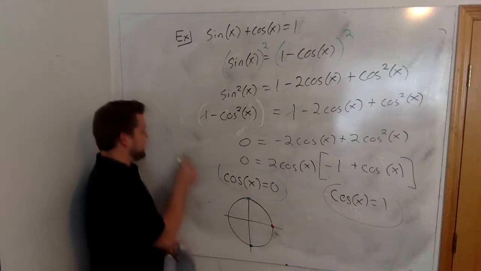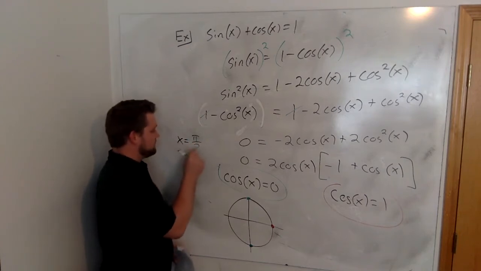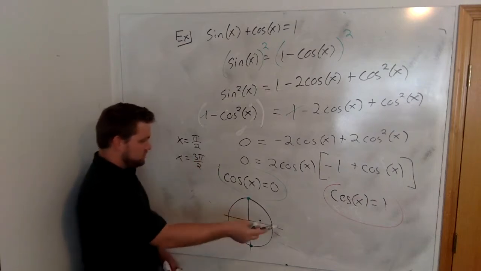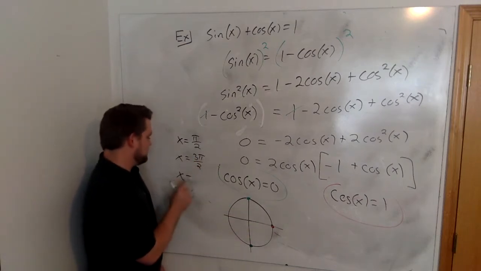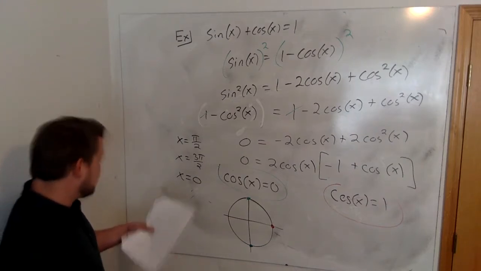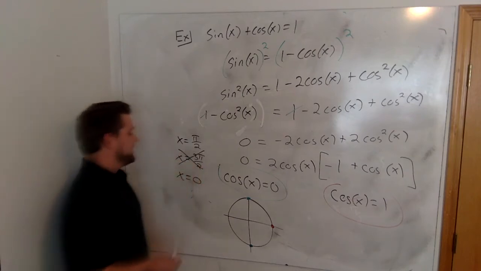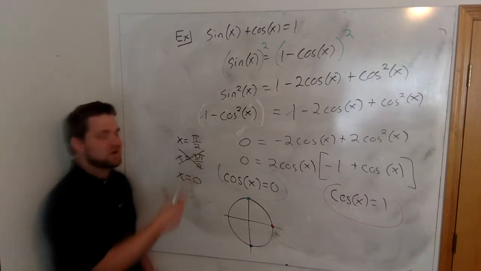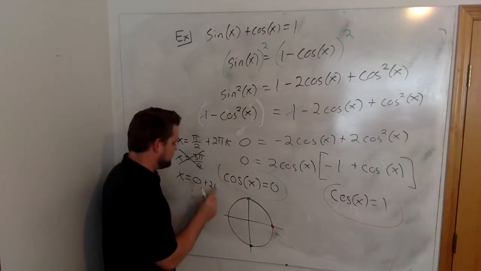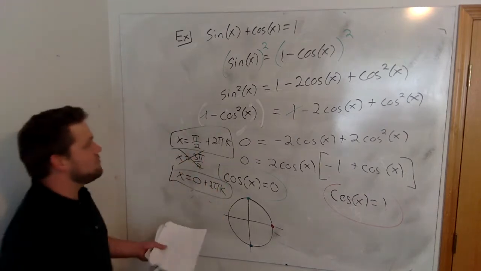Okay, so we could have that x could be equal to what? Pi over 2. x could be equal to 3 pi over 2. Or we have that x could be equal to 0. We actually already checked quite a few of these. I think we found that 3 pi over 2 didn't work, and that 0 and pi over 2 did work. So add 2 pi k. Notice that we're getting the same exact solution. We just approached the problem a little bit differently.